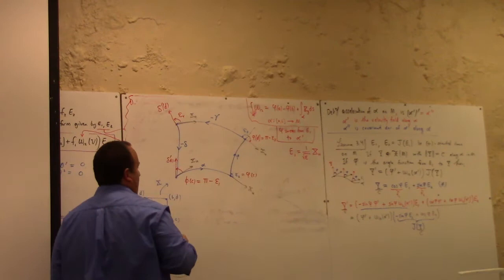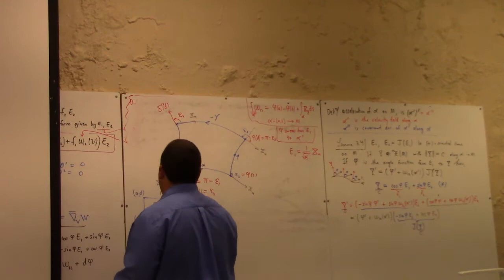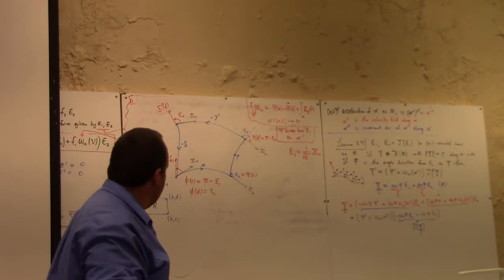Yeah. So we have that. I think phi of d is equal to E4. Well, it's an alternate interior, right? Because E4 is technically pointing down. Yeah.